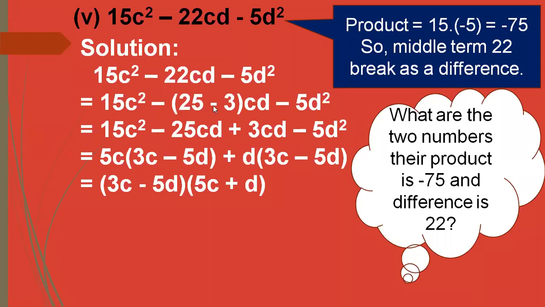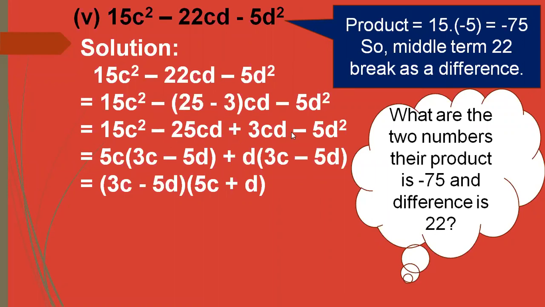25 into minus 3 is minus 75, and 25 minus 3 is 22. Then when you subtract them, you'll get 22, isn't it? Now remove the bracket. 25CD, minus minus plus. Please take care, okay? When you remove the bracket, don't forget to multiply this minus and this inside minus. This minus and this minus will be plus 3CD.